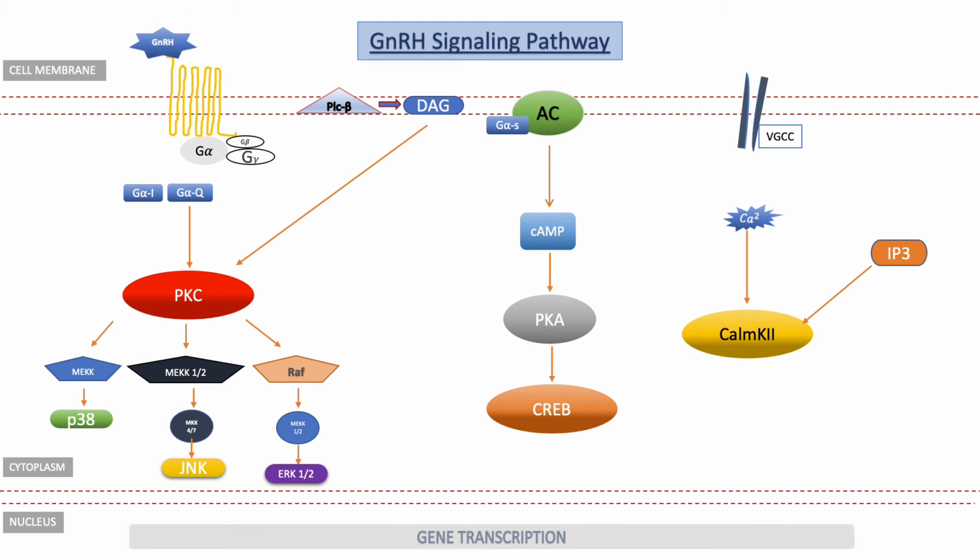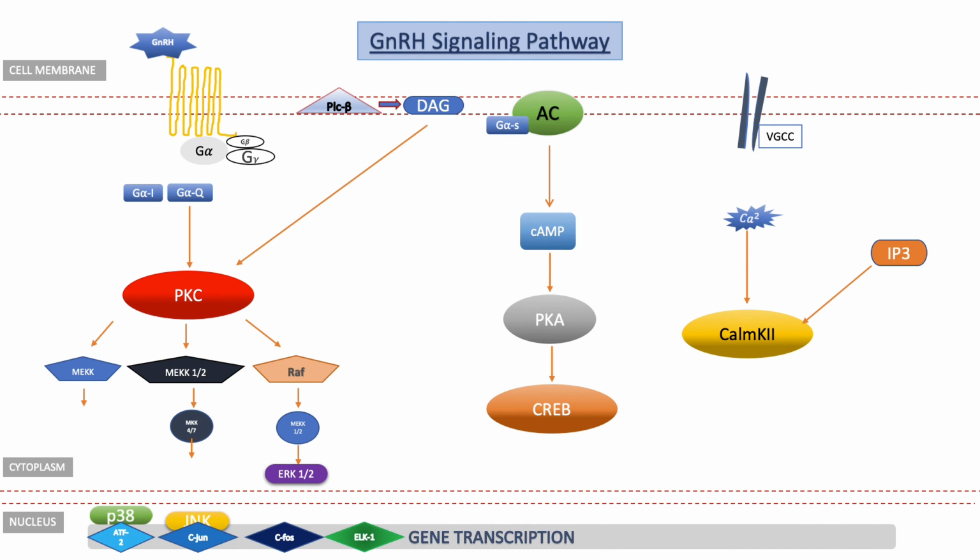The result of the activation of PKC is the creation of c-Jun, c-Fos, as well as activating transcription factor 2 and ETS domain protein ELK1. All these factors induce the expression of gonadotrophic hormones including LH and FSH.